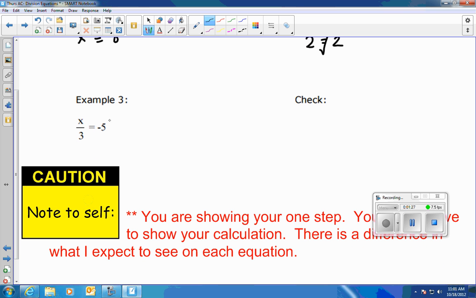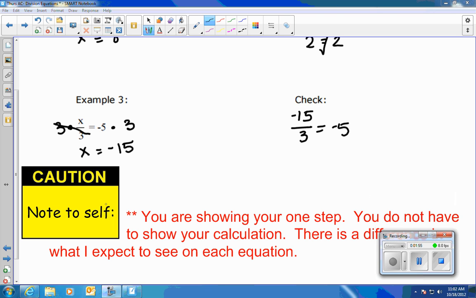The next example says x divided by 3 equals -5. So to undo divide 3, I multiply by 3 on both sides. Those undo each other, so all you have left is x. And -5 times 3 is -15. So when I plug it in, I've got -15 divided by 3 equals -5. Is -15 divided by 3 -5? Yes, it is.